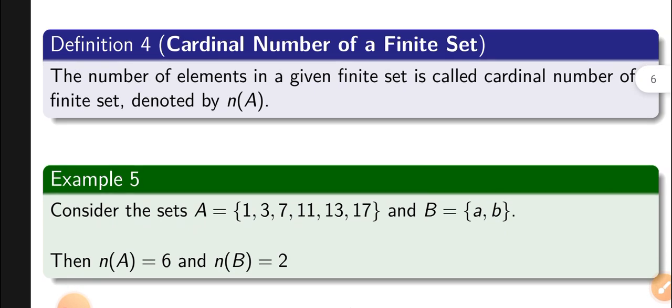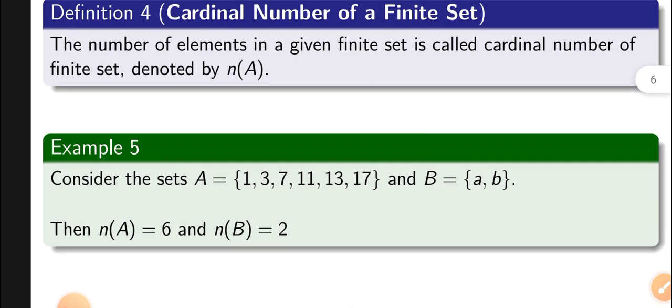Cardinality of a set is just the number of elements in that set. So they can't ask you to find the cardinality of an infinite set because you cannot count the number of elements in an infinite set. So if they ask for a cardinality, definitely you should know that they are talking about a finite set. So the cardinal number of a finite set is the total number of elements in that set.